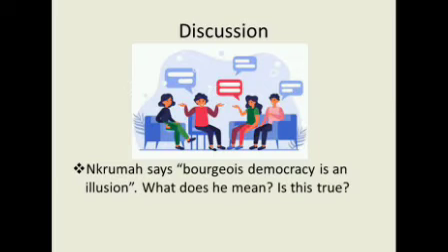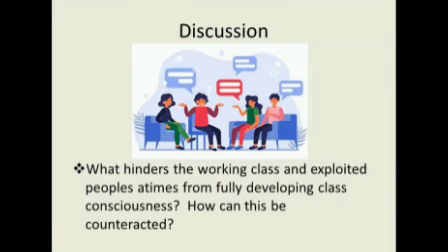Let's move on, and we have two more questions. This goes to actually what I'm just saying: what hinders the working class and exploited people at times from fully developing class consciousness, and how can this be counteracted? We looked at class consciousness, but more in the case of the bourgeoisie, the ruling class. We know they have class consciousness. We know they know where their interests are, and that they are going to develop ways of pursuing them. Does the working class do the same at all times? Would someone speak to that? And if the working class doesn't, why not?